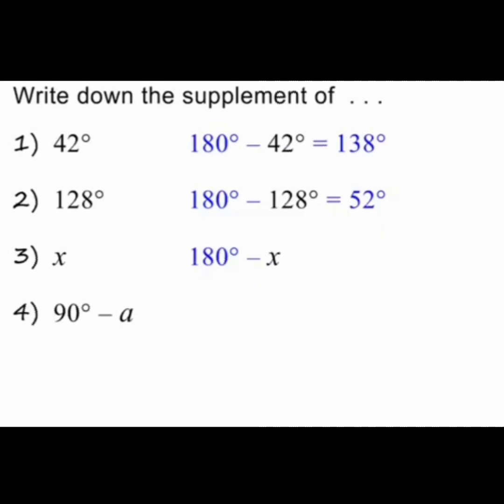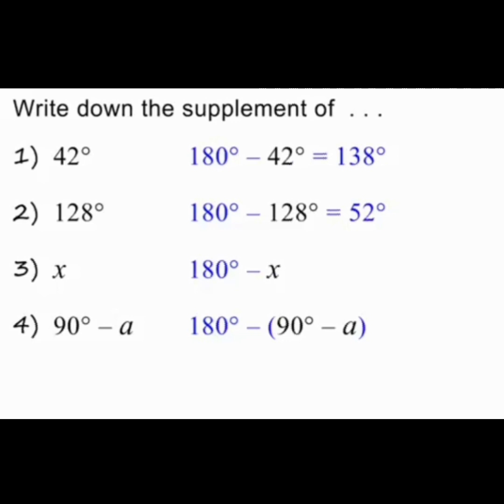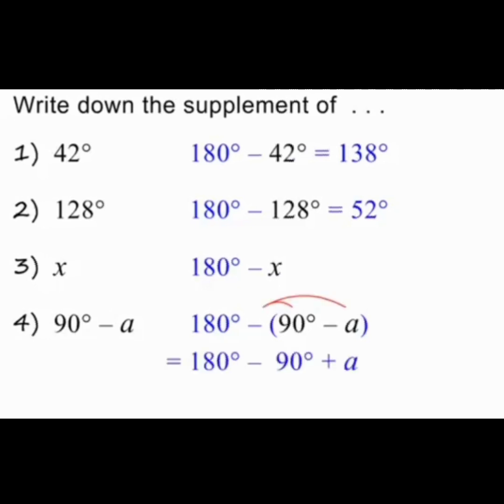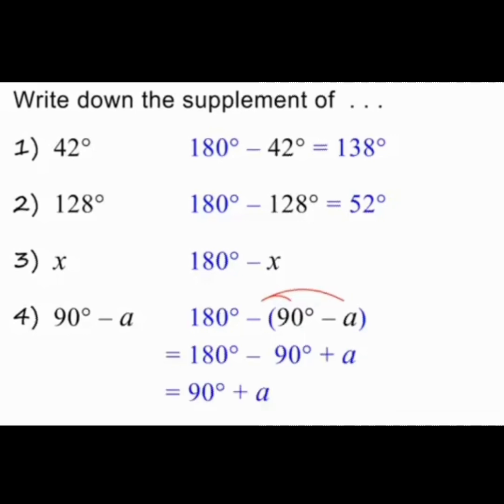And what about the supplement of 90 degrees minus a? To find it, we again subtract the given angle from 180 degrees, and we need to use brackets to show that we are subtracting the whole given angle. Next, we need to multiply the minus into the bracket. This is equal to 180 degrees minus 90 degrees plus a. The supplement is therefore 90 degrees plus a. Please pause to check my working.